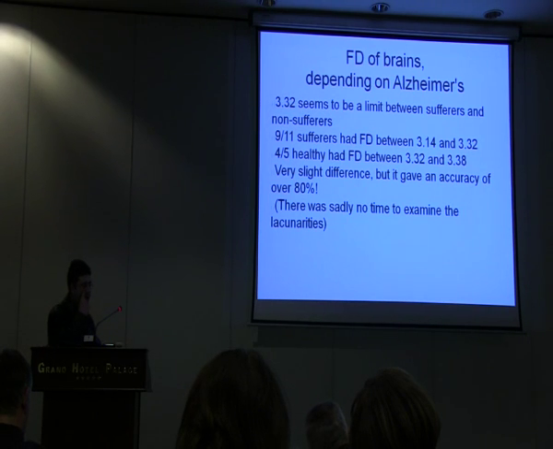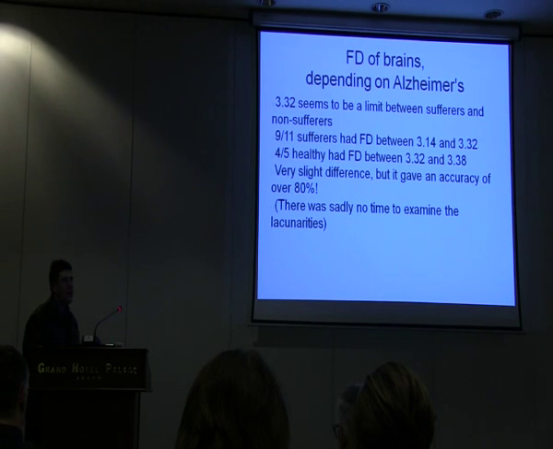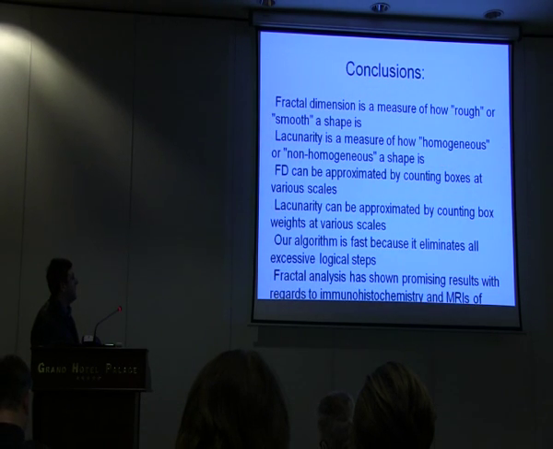We conjecture that because the brain has a very specific structure that is needed for it to function properly, when Alzheimer's destroys that structure, it turns the brain into a mush, let's say, therefore lowering the fractal dimension of the MRI that images that brain. Sadly, there was no time to examine the lacunarity because the method wasn't applicable yet.